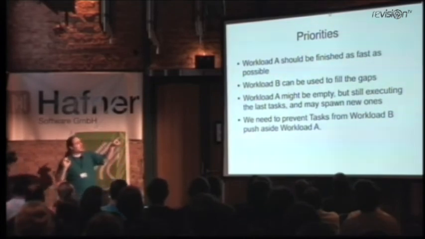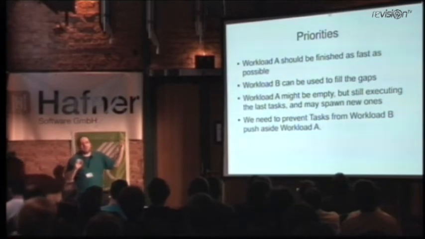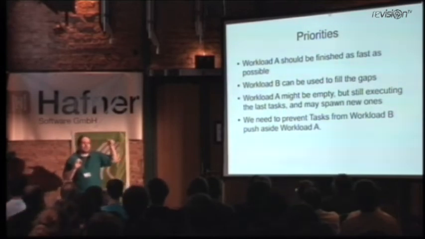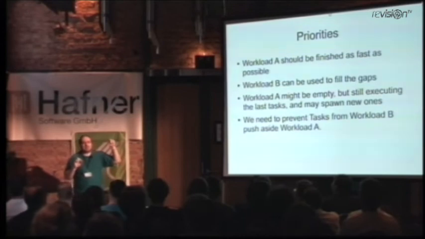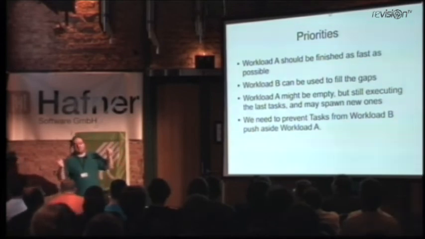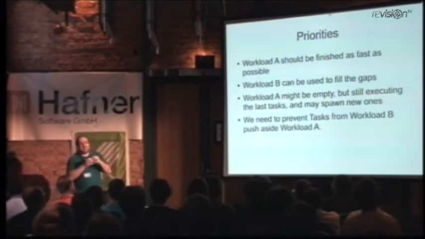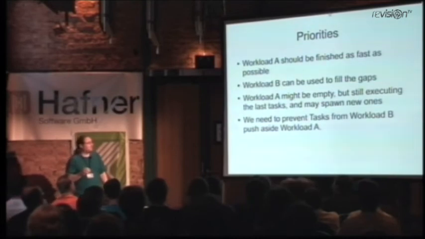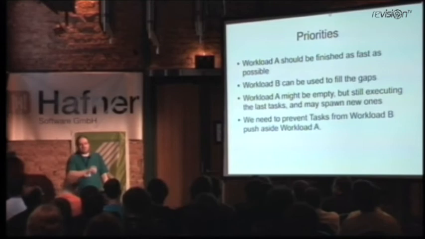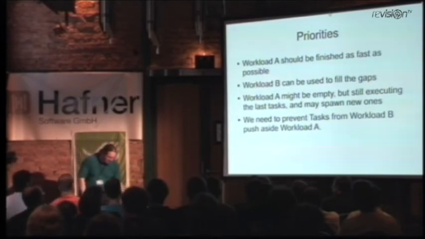So even if workload A is seemingly almost empty, and only one task is working on one thread, and all the other threads are still working on workload B. Even then, workload A tasks come again, and they must push aside the workload B tasks. We need to prevent the tasks from workload B to push aside workload A. That's the problem here.